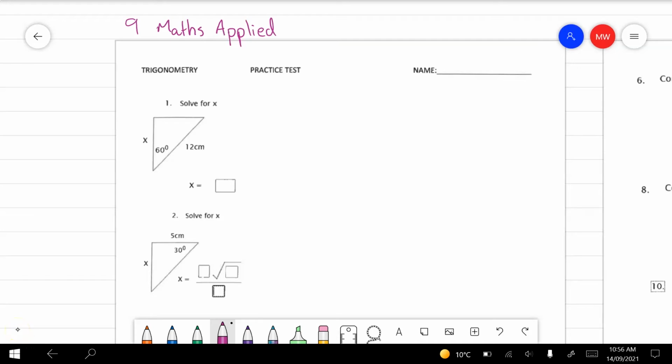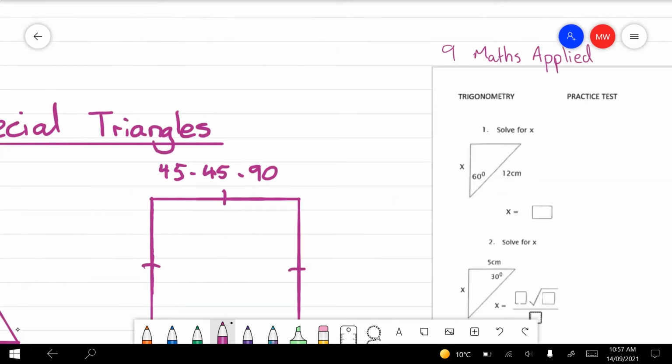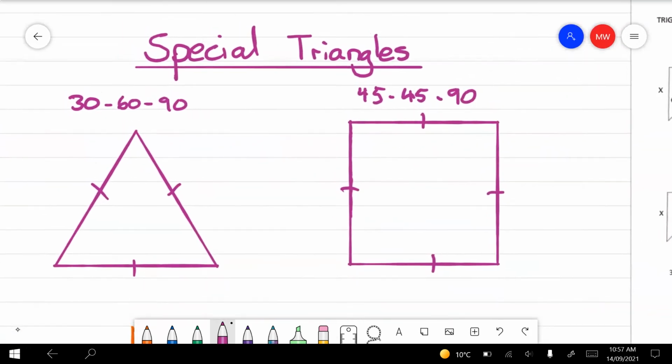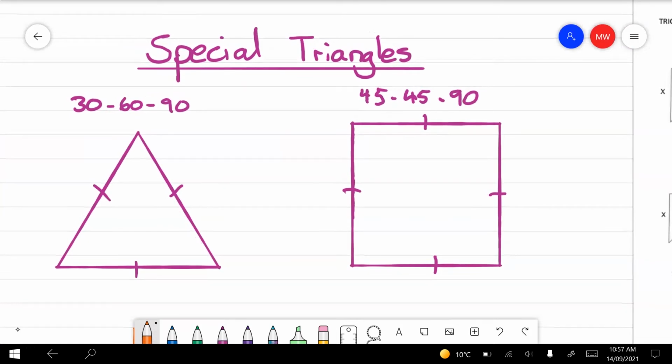This video will cover the Year 9 Maths Applied Trigonometry Practice Test. In here we'll cover special triangles and moving between degrees and radians. We've been focusing on special triangles, so over here this is how we form them.